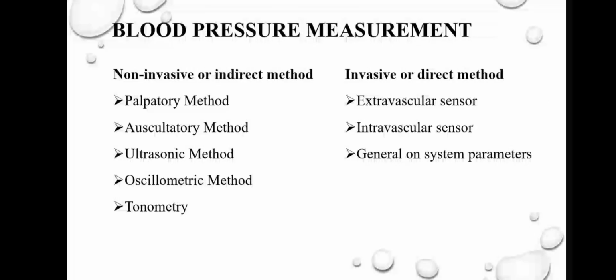Blood pressure can be measured either by a direct method or an indirect method. The indirect method is also called the non-invasive method. Palpatory method, oscillatory method, ultrasonic method, oscillometric method, and tonometry are a few indirect methods of blood pressure measurement. The direct method is also called the invasive method. Extravascular sensor, intravascular sensor, and gain system parameters are a few methods used for measuring blood pressure in a direct method.